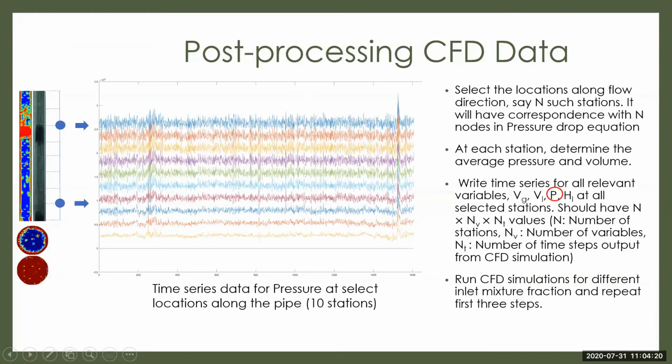Once we have our data, we can process it. So we're going to select locations along the flow of the water, and these are going to be our stations, and this corresponds to the number of nodes in our pressure drop equation. So here we decided to choose 10 stations. Next, we determine the average pressure and volume at each station, and then we write time series for the relevant variables. So in this case, this is the time series data for pressure along 10 different stations. And we will run this for different mixture fractions. So for our velocity, we're going to run this multiple times for a velocity of air from 0.2 meters per second to 0.7.